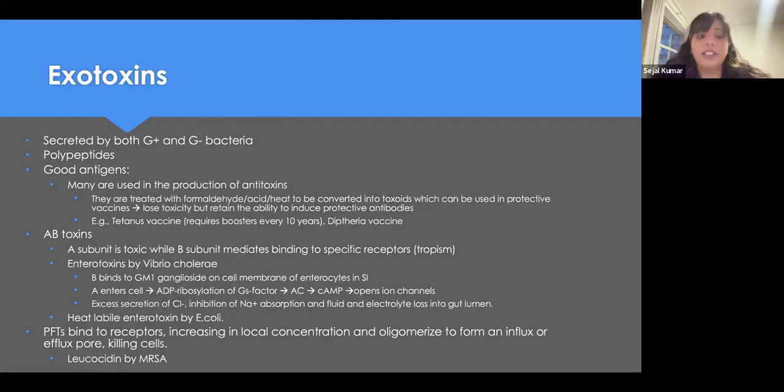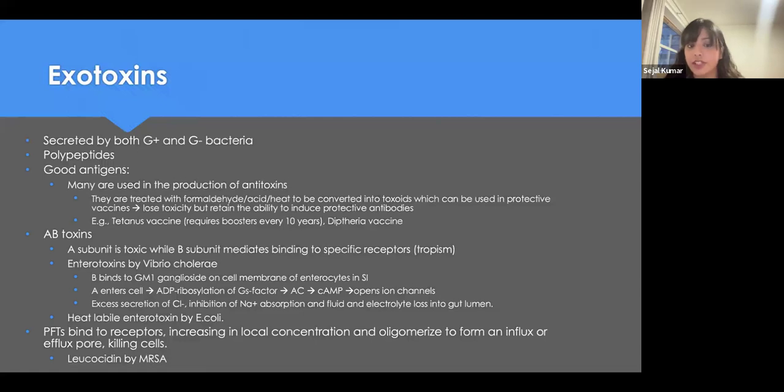Yeah, so exotoxins, as I said before, they're secreted by both gram-positive and gram-negative bacteria. They are polypeptides, and they're good antigens. They have good antigenic ability. A lot of them are used in the production of antitoxins and vaccines.